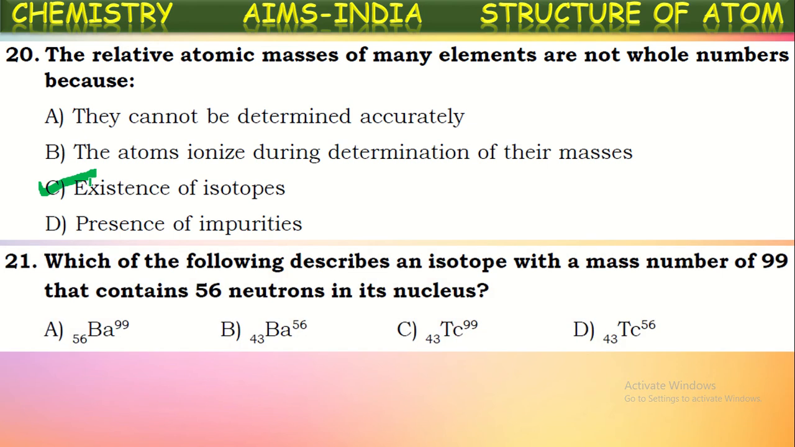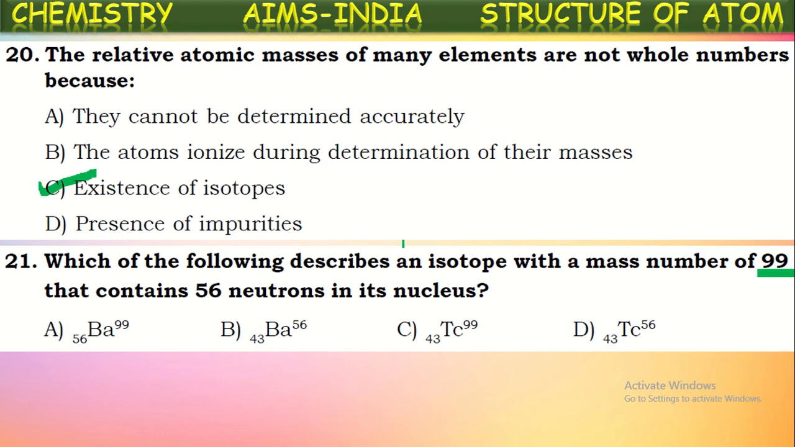Next, which of the following describes an isotope with mass number 99 and contains 56 neutrons in its nucleus? See, they have mentioned here the mass number. So for describing an element, we need to know the symbol, atomic number, and even the mass number. They mentioned already here its mass number as 99. Now if we know its atomic number, we can describe that element. But they did not give the atomic number directly. They have given the mass number and the number of neutrons. If you know the mass number and number of neutrons, we can calculate the number of protons so that we can say the atomic number.